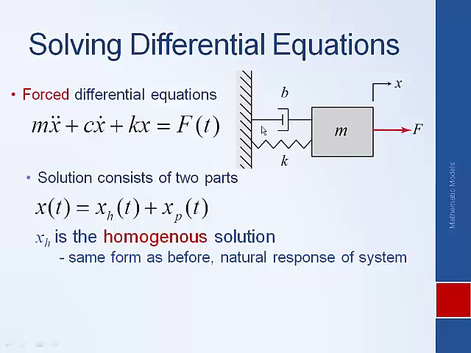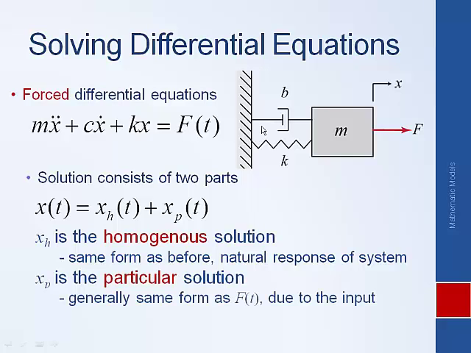The x sub p is due to the forcing function, and it's called the particular solution. And it tends to have the same form as the forcing input. So if I'm forcing my mass with a sinusoidal force, or a force that's oscillating, then the solution of my differential equation is also going to have an aspect to it that oscillates like the forcing input.